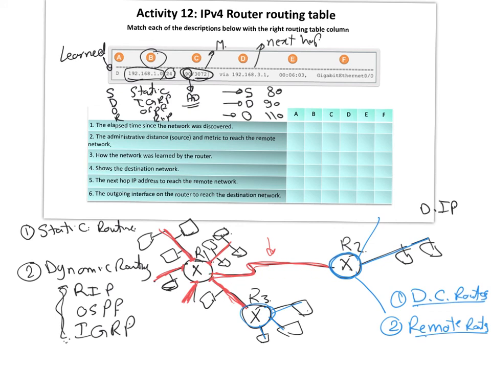So in that case, I could send it through R2, which means that in that case, this IP address indicates the IP address of this port. Or here, okay, so I could have many next hop points. So in that case, we call it next hop. Is that clear? This indicates the interface.